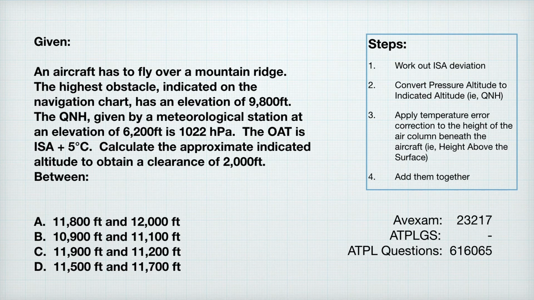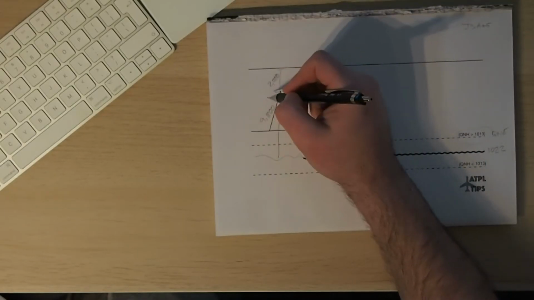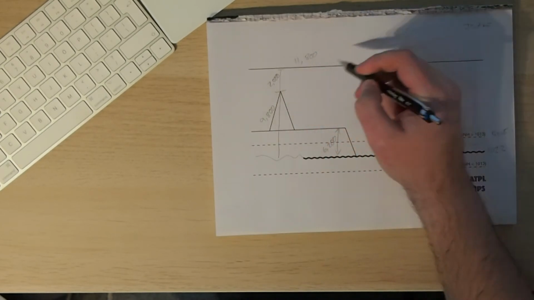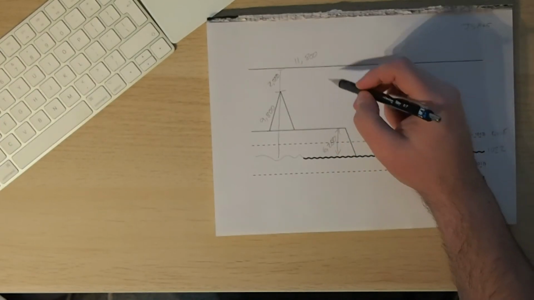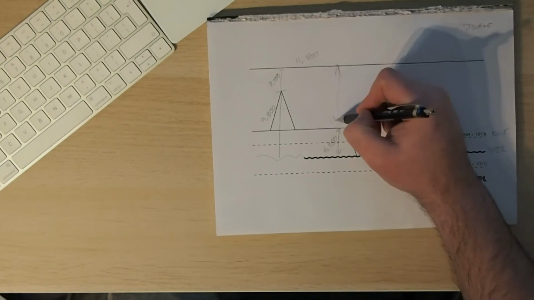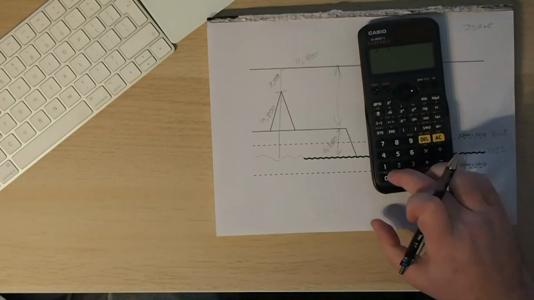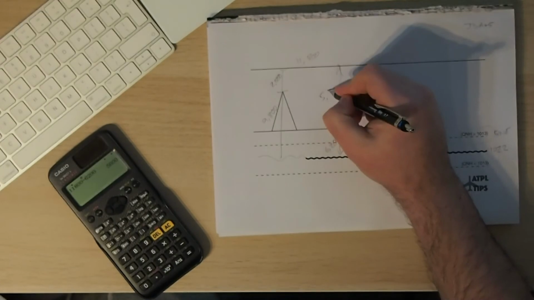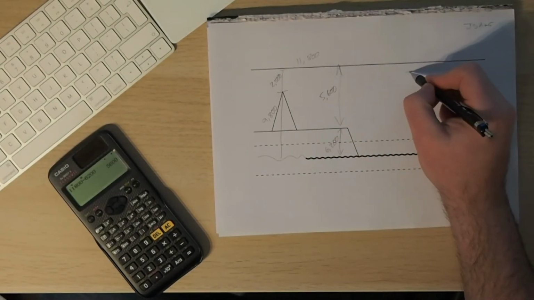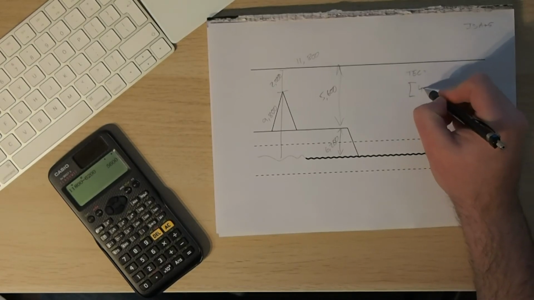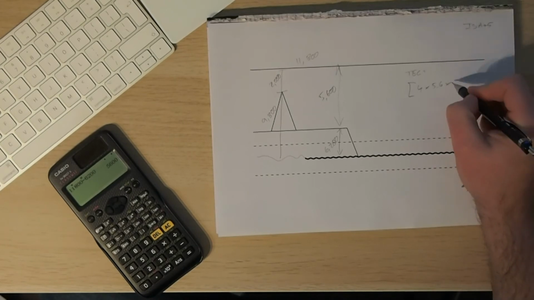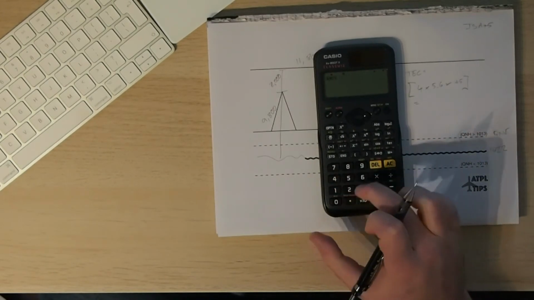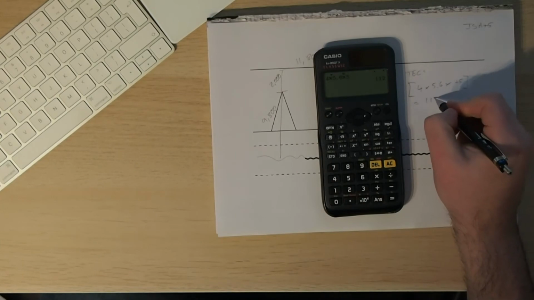Similarly to the last question, what we're being given here is a true altitude. So we know that our true altitude that we need to maintain is 11,800 feet. Incidentally, if that's 11,800 feet, then our height above the surface is going to be 11,800 minus 6,200, and that is 5,600 feet. So we can do a temperature error correction, which will be 4 times 5.6 times our ISA deviation, which is +5, and that gives us 4 times 5.6 times 5, 112 feet.